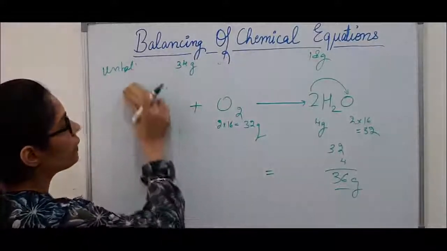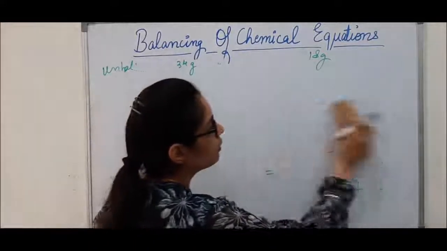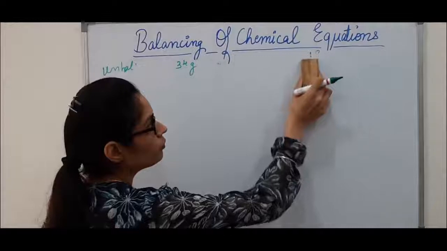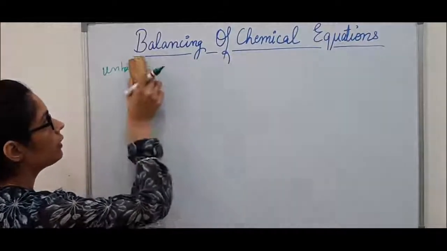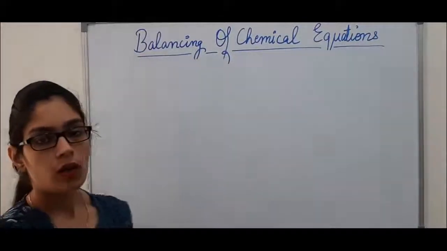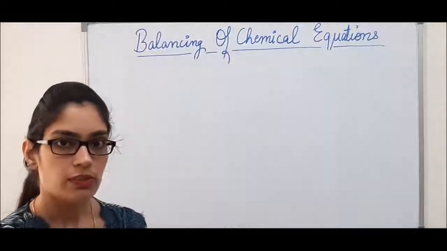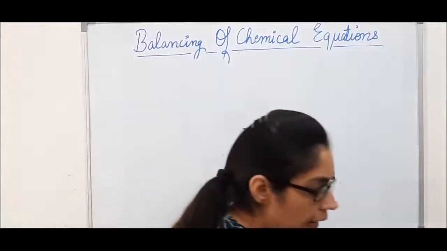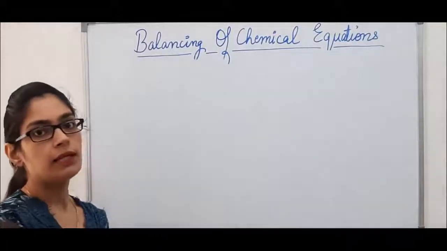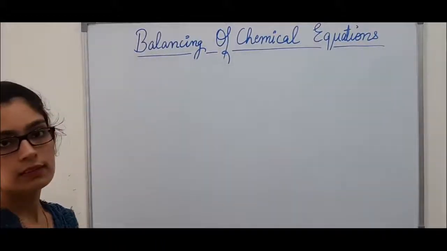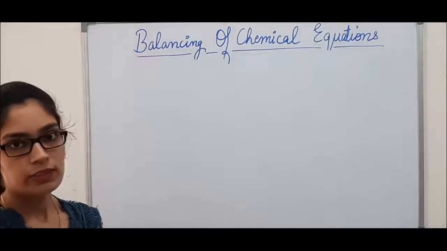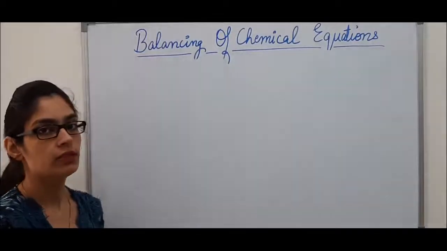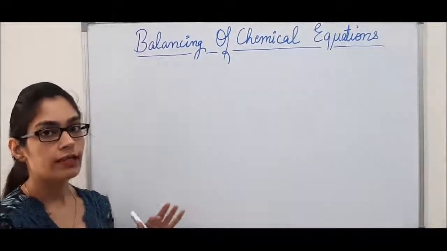So a chemical equation has to be balanced so that the mass of both the reactants and the product remains the same according to the law of conservation of mass. So because of that reason we have to balance the chemical equations. So now let's learn one strategy to balance the chemical equations within 2 minutes, or I can say quickly balance the chemical equations.